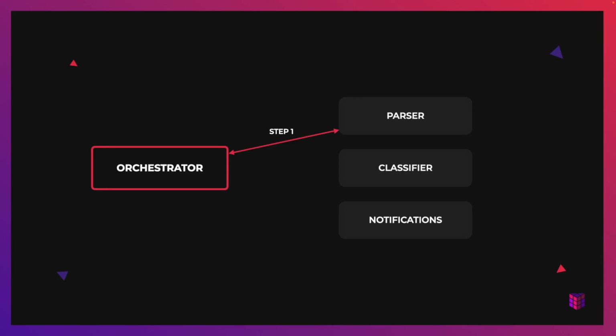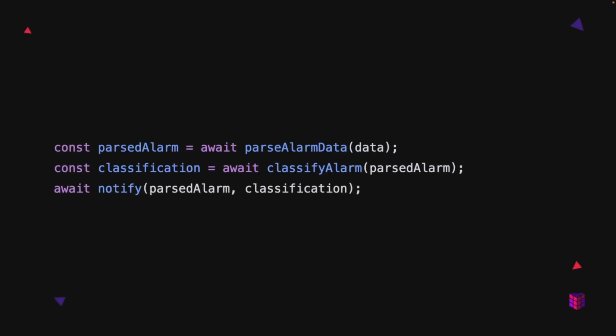Note that this orchestrator could be implemented as either a separate service, or it could be part of one of the existing services. To better understand how orchestration works, let's take a look at the following example. In this code snippet here, we can see a simple orchestrator that is responsible for coordinating the execution of three services: parse alarm data, classify alarm, and notify. Each operation is represented as a separate function, presumably calling another microservice under the hood. The orchestrator is responsible for invoking these functions in the correct order and, if needed, handling any errors and retries.